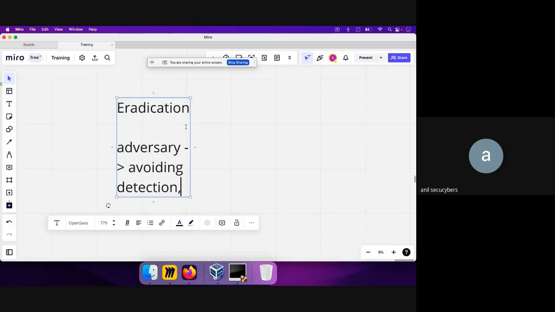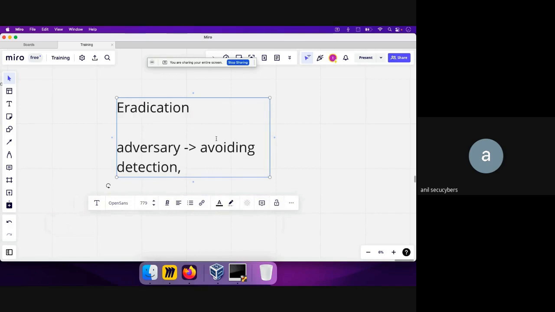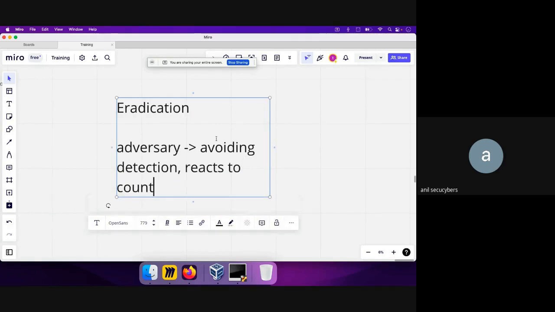Now the next reason why it's difficult to eradicate any incident with 100% confidence is that the adversary actually reacts to countermeasures. What I mean is that let's say you are dealing with an incident and you have blocked an IP.